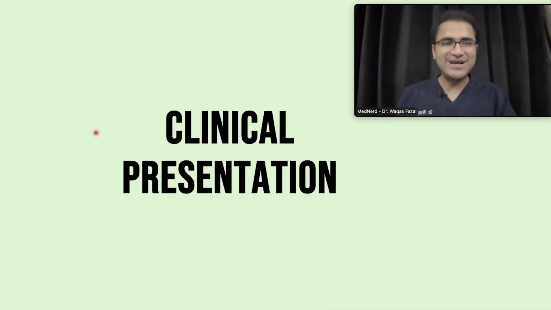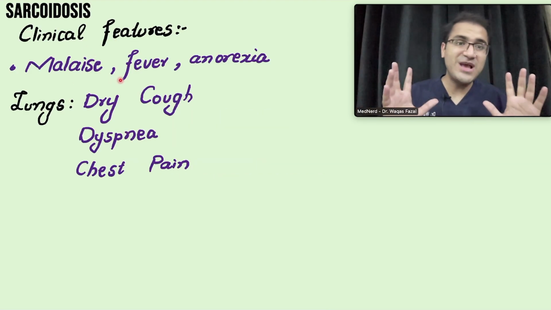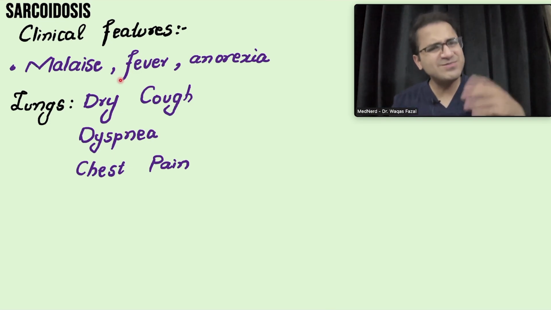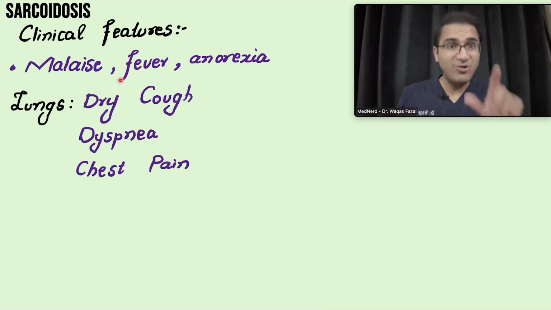Now coming to the clinical presentation, how do these patients present? These patients will most likely be asymptomatic. Many times these patients will be asymptomatic and you will be screening them for something else, and incidentally on the chest x-ray you would find bilateral hilar lymphadenopathy. I will also explain the chest x-ray findings later.